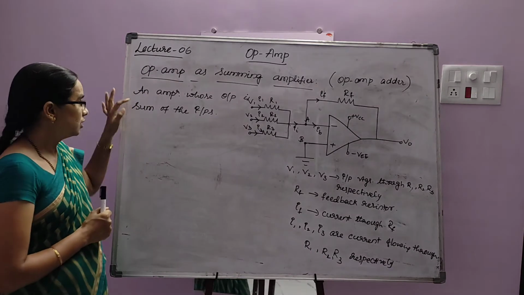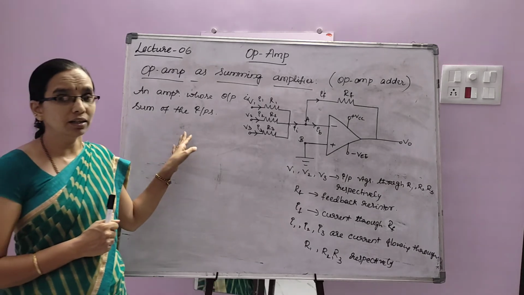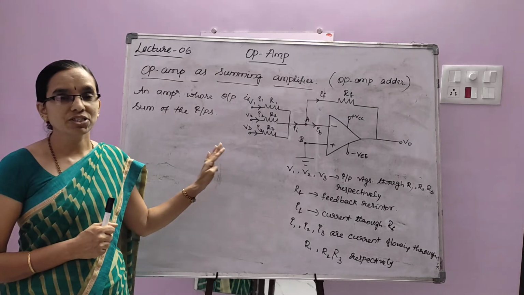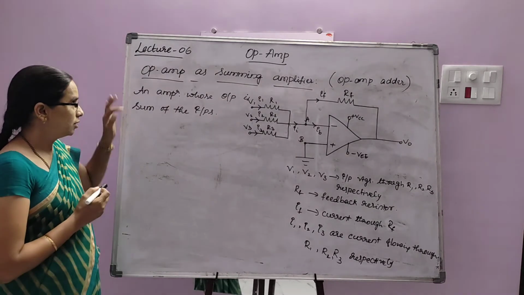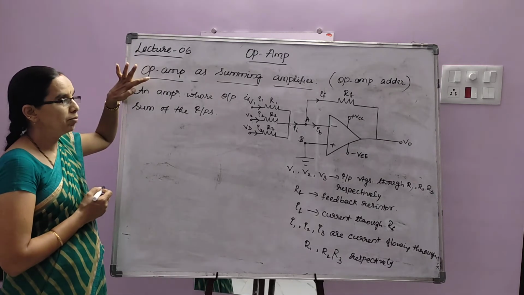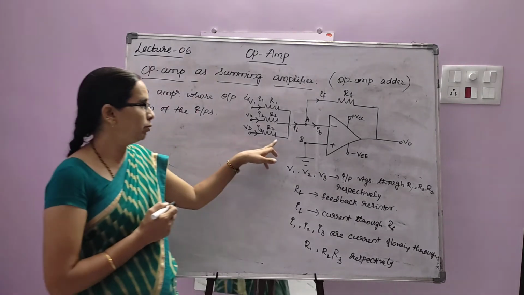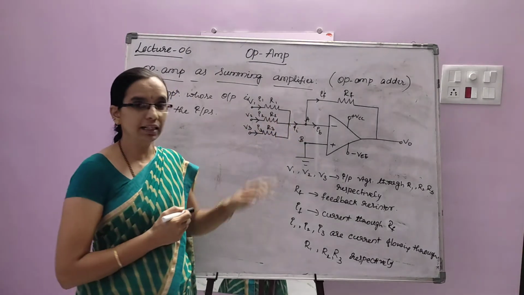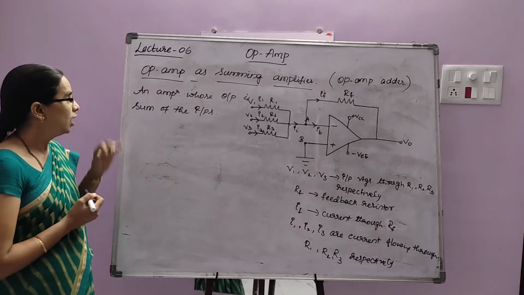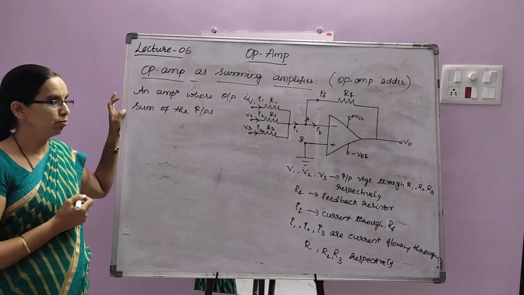An amplifier whose output is sum of the inputs. Here the operational amplifier performs addition operation. So the op-amp which performs addition operation is called a summing amplifier or op-amp adder. Because we have applied the input voltages to the inverting terminal, it is called an op-amp inverting adder. And the definition is an amplifier whose output is sum of the inputs.